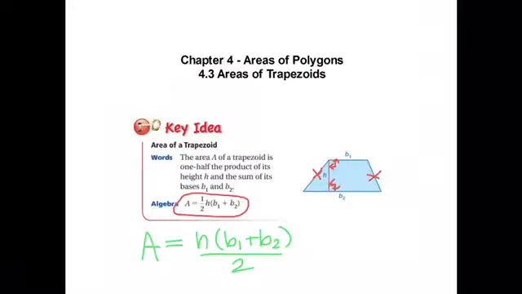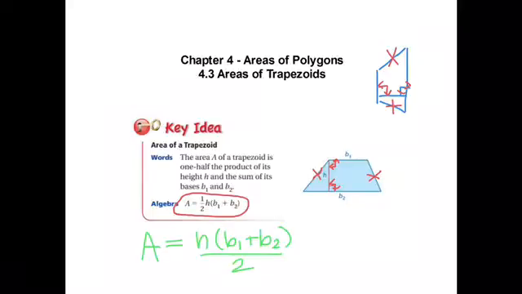Now our trapezoids aren't always standing up like this. Sometimes they can look like this. But again, the key thing is finding this right angle to point to my bases and my height. The slanty sides, again, won't be used at all. And sometimes they will put numbers on there just to try to confuse you.